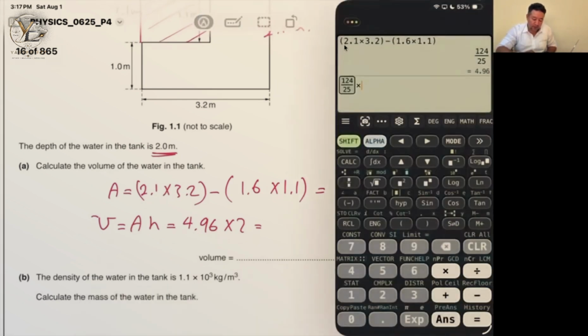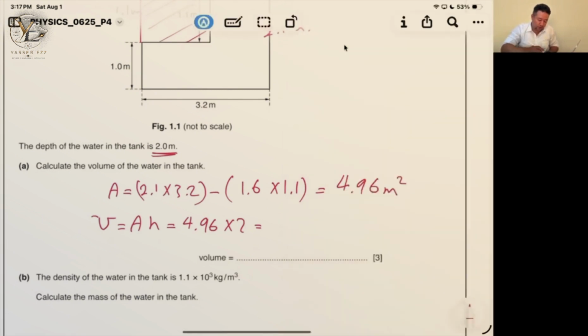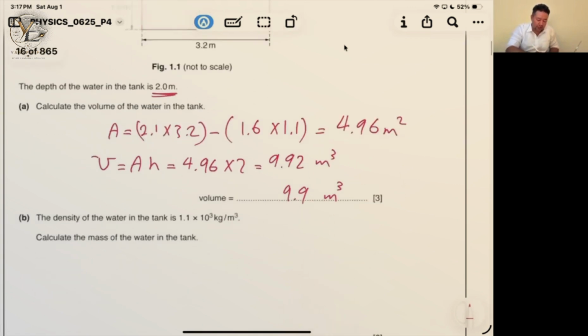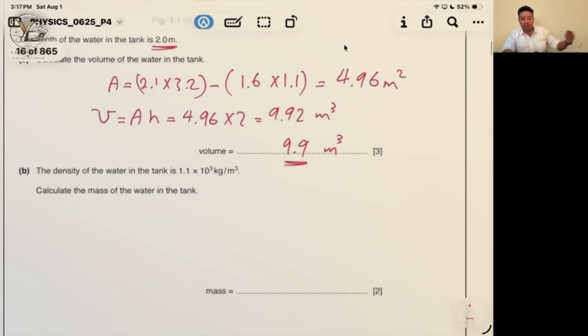So 4.96 times 2 equals 9.92 cubic meters, but I'm going to write it as 9.9 cubic meters because I should write it within two significant figures, which is matching with the other values given in the problem.